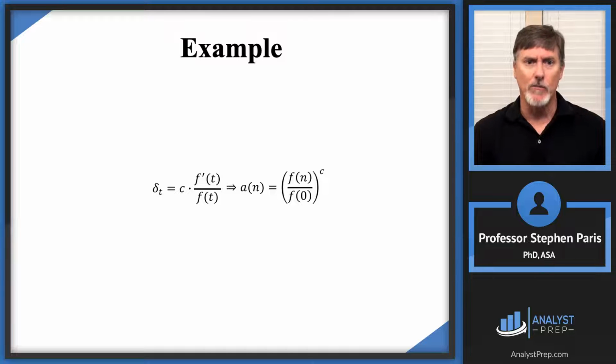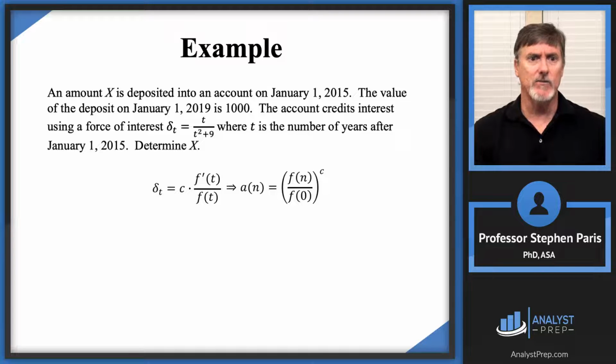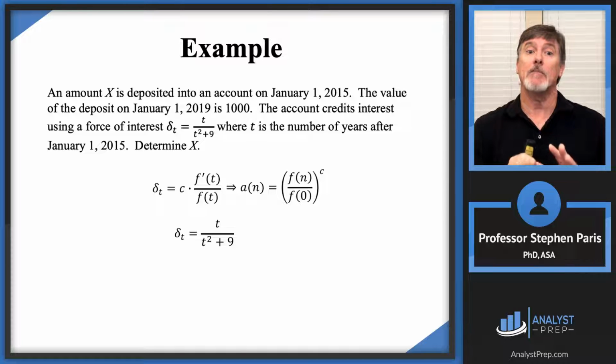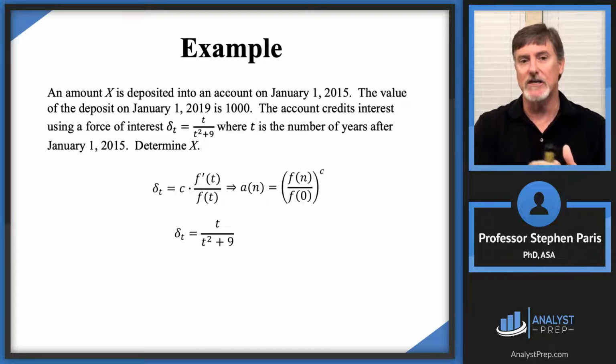So let's go back to our problem now. In this case, we had this force of interest delta t equals t divided by t squared plus 9. So does that fit into our situation here? Even though it might not look like it at first, if it's going to fit into our situation, then you recognize what the function is going to be by just looking at the denominator. If delta t is equal to a fraction, look at the denominator and set that equal to your function.